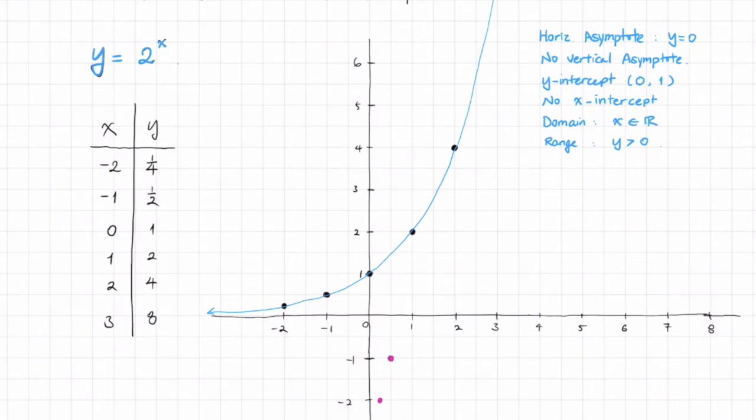When x is 1, y is 0. When x is 2, y is 1. 4, 2, and then 8, 3. Right, so my graph just like that.